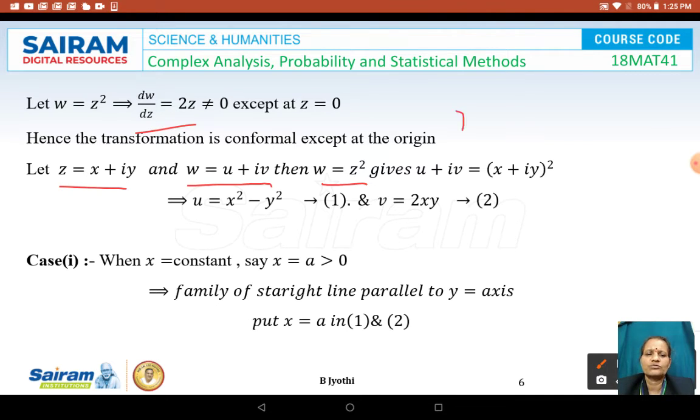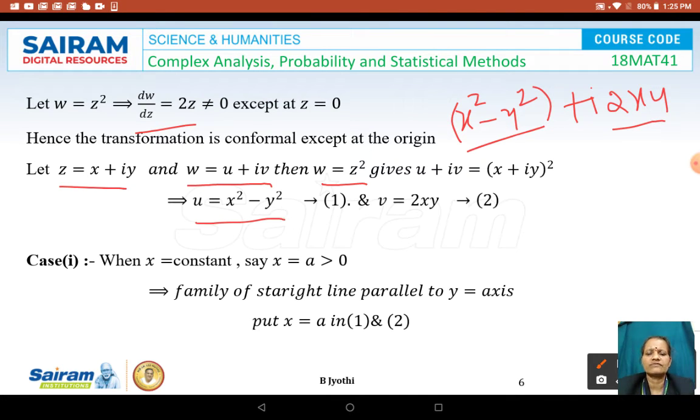When I do the square of this, (x plus iy) the whole square will be x square minus y square plus i into 2xy. Therefore, this is the real part and this is the imaginary part. Hence, u is equal to x squared minus y square and v is equal to 2xy. Call these equation numbers 1 and 2 respectively.